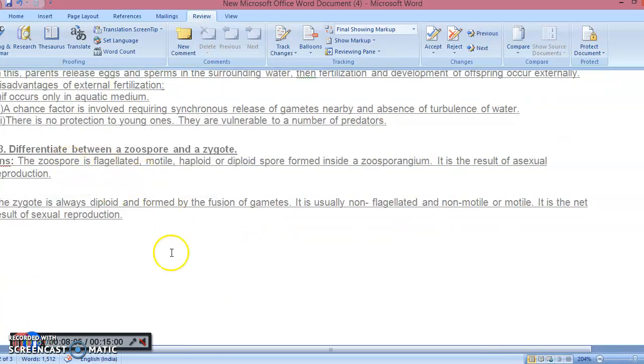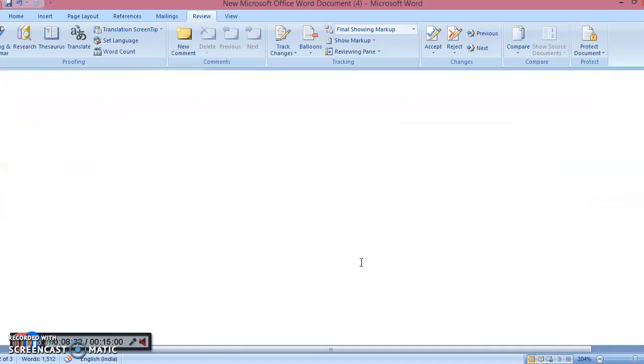Then differentiate between zoospore and zygote. What is a zoospore? It's a flagellated, motile, meaning movable, haploid or diploid spore formed inside the zoosporangium, and it's a result of asexual reproduction. Whereas a zygote is always diploid and formed by the fusion of gametes. It is usually non-flagellated and non-motile or motile, and it is a net result of sexual reproduction.